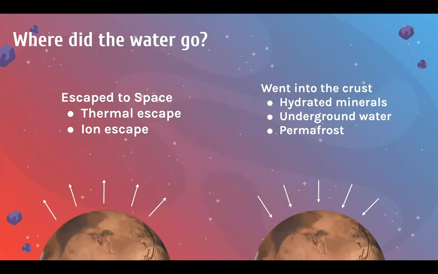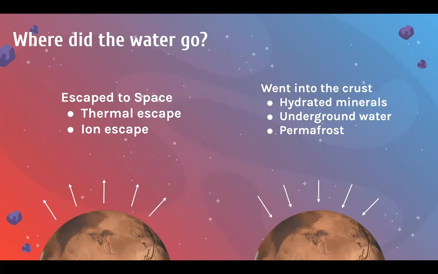And really there's two directions. It could have escaped to space, or it could have gone into the planet, so up or down. And for escape to space, that could have happened via thermal escape, where you break down the H2O into hydrogen and oxygen. And then when it reaches the upper atmosphere, it can be stripped off by thermal escape or ion escape, which is driven by the solar activity.